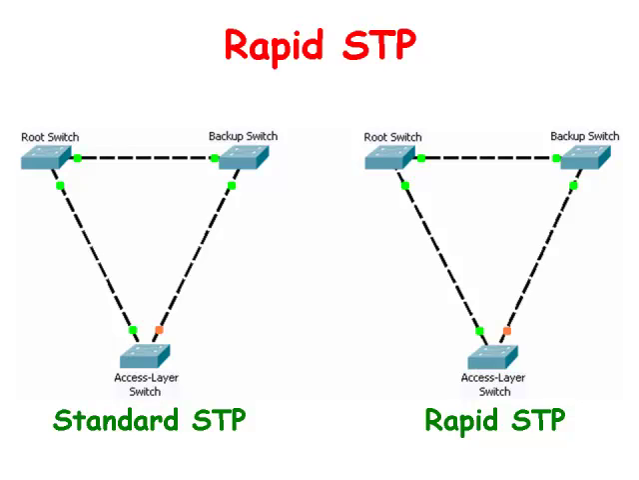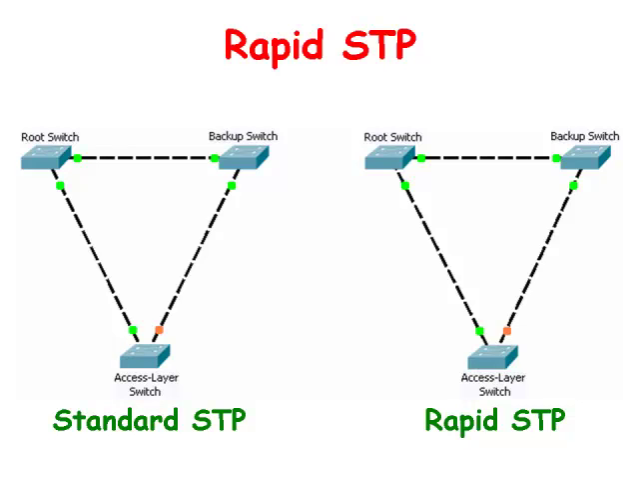We have two groups of network switches. On the left side, we have three switches running standard spanning tree on them, and on the right side, we have three switches running rapid STP on them. In a moment, we're going to see how long it takes for them to converge.